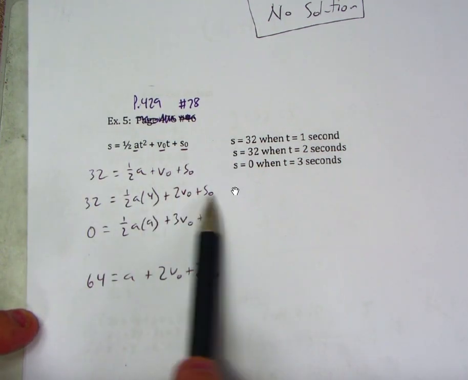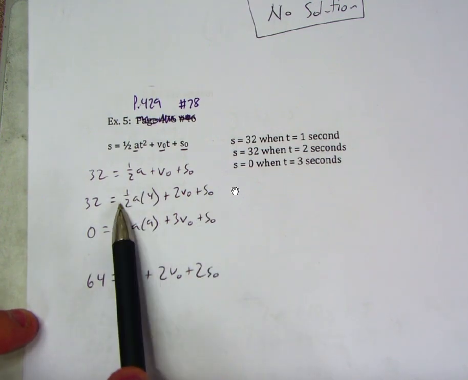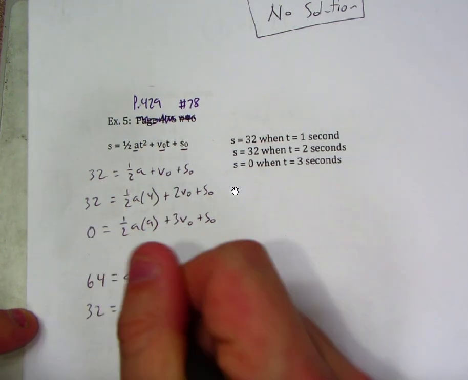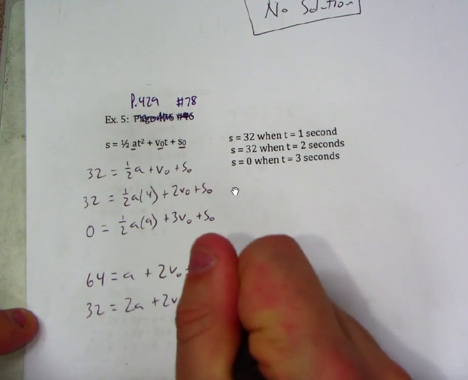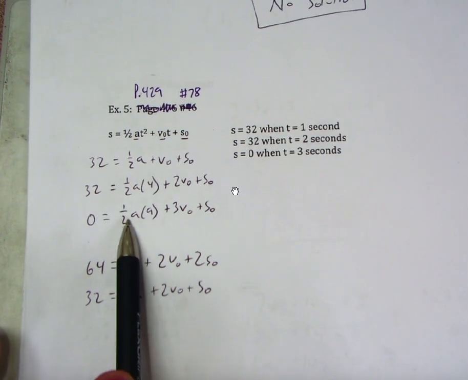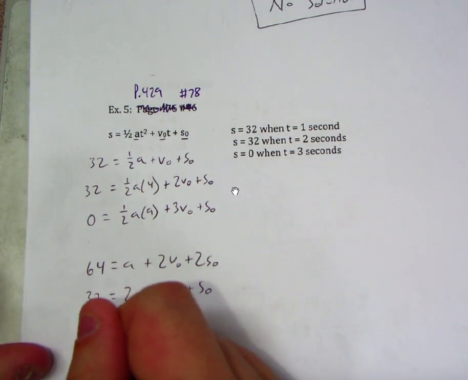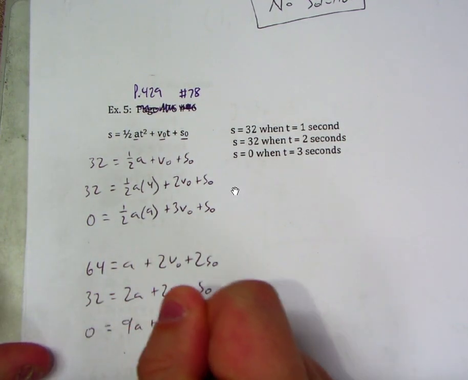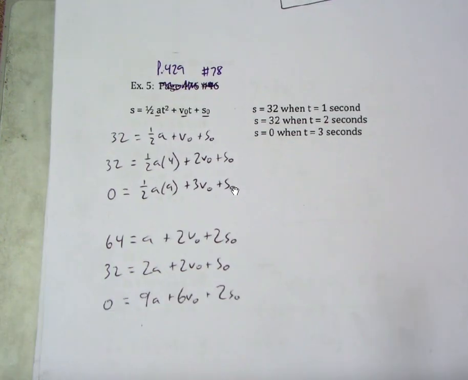The middle equation, there are no fractions, because when you multiply the 4 and the 1/2, you get a 2 right there. So you would just have 32 equals 2A plus 2V naught plus S naught. The last one, 9 times 1/2 is 9/2, so I'd probably multiply this whole bottom equation by 2. Again, what I just did is not necessary, but you have a new system with no fractions to worry about. And then you would just solve like normal here.